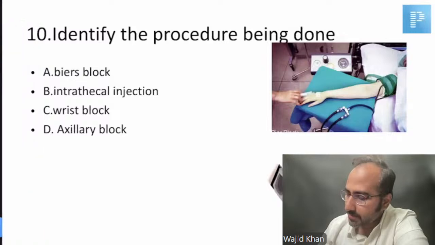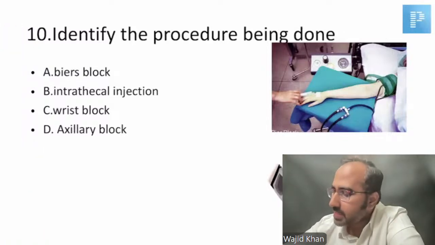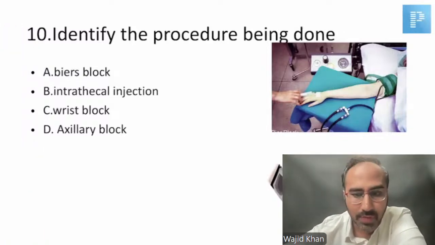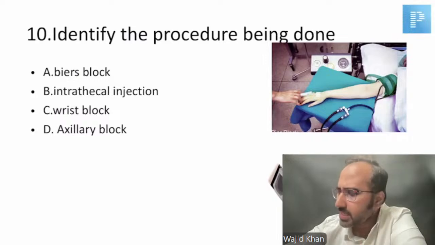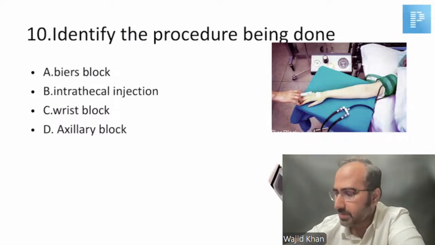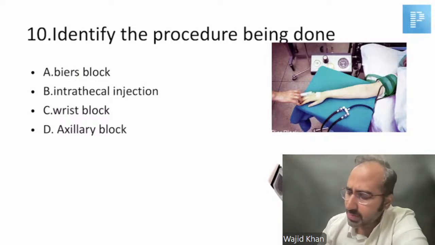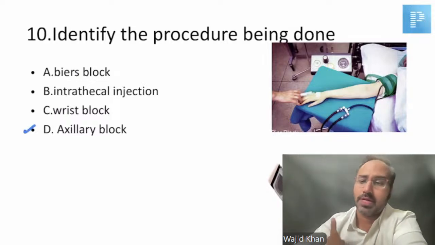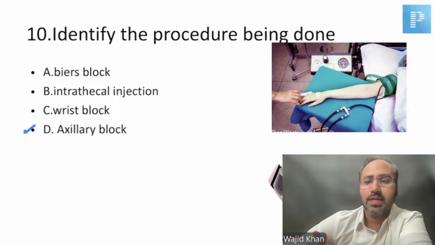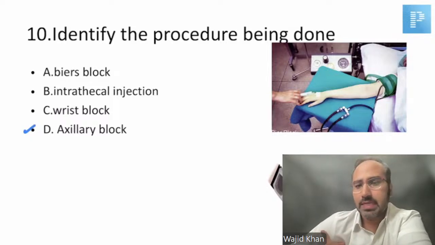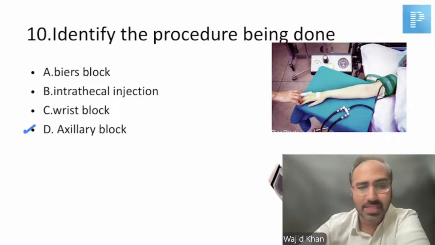Next, guys. Identify the procedure which is being done over here. Again, either of the two pictures might be given in your exam, guys. Is it an axillary block? Obviously not. Axillary block is usually given over here. Axillary approach of brachial plexus block is not there.